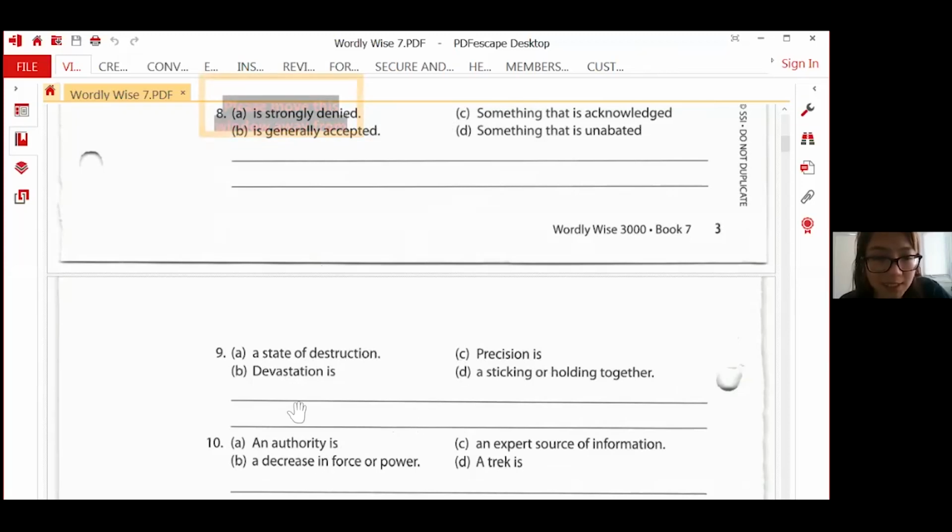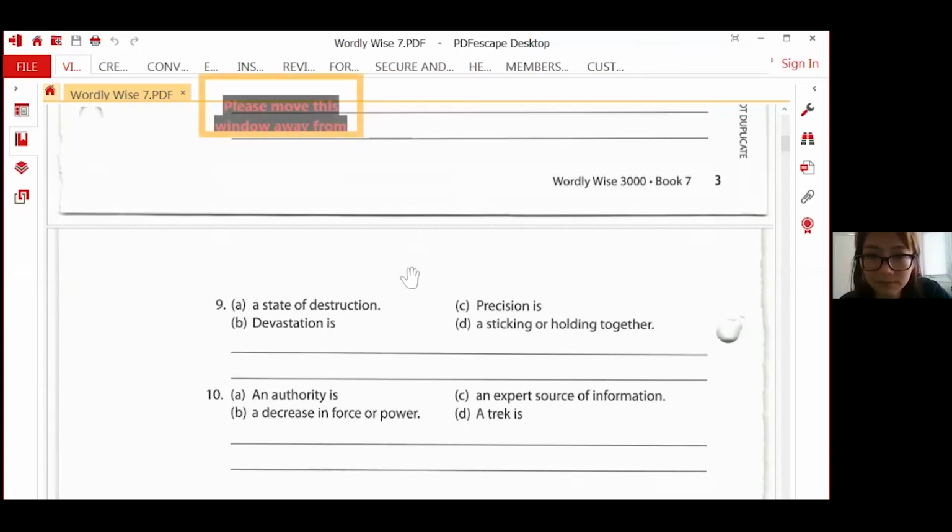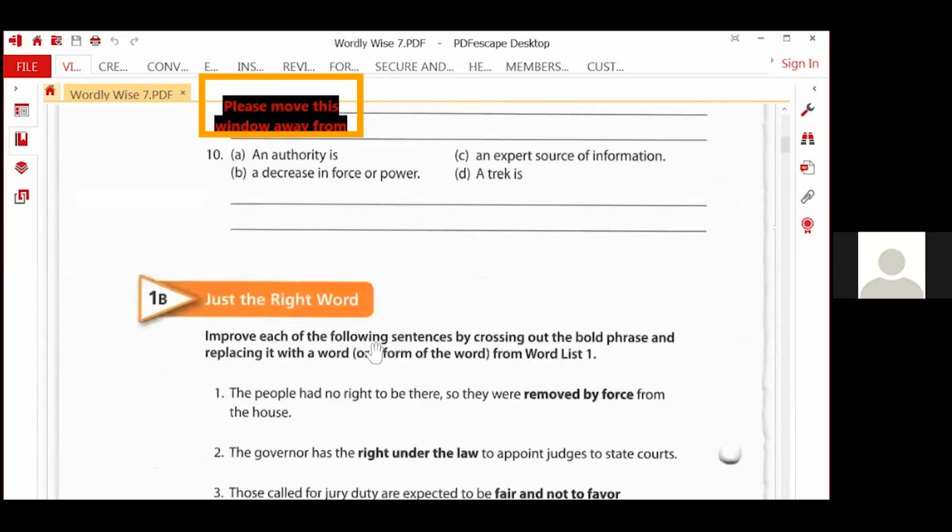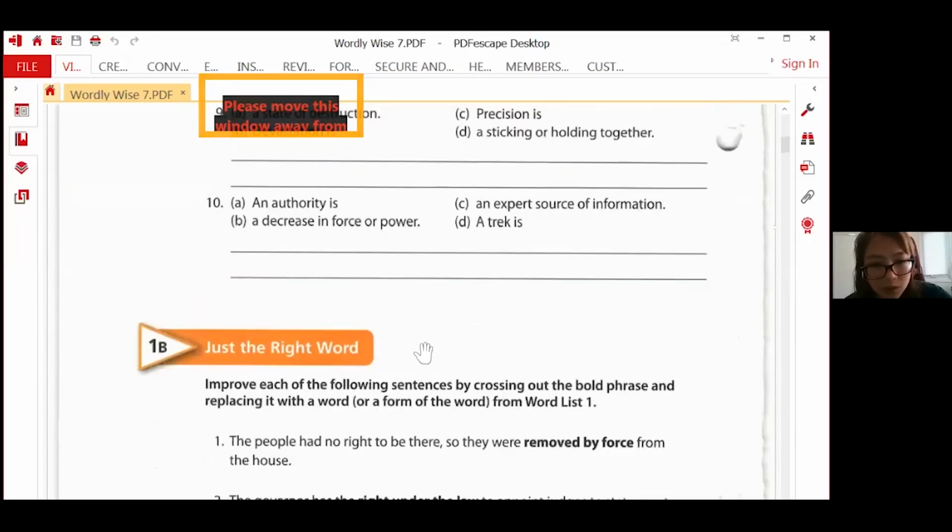David, you want to answer number 10? An authority is an expert source of information. Very good. Okay, just the right word. Improve each of the following sentences by crossing out the bold phrases and replacing them with a word, or a form of the word, from word list 1.